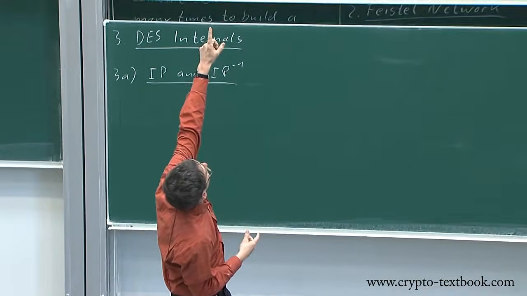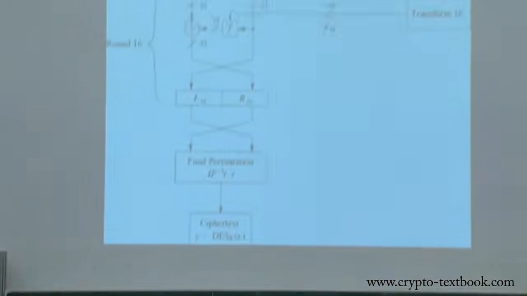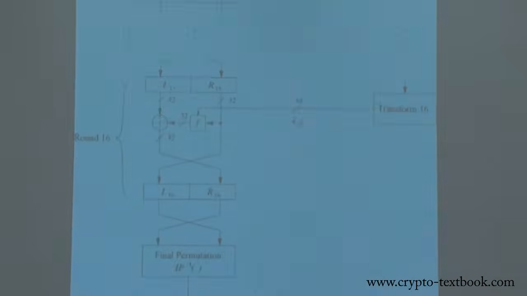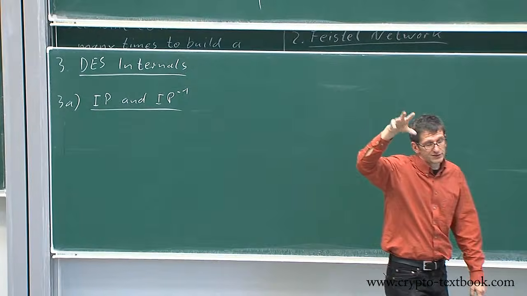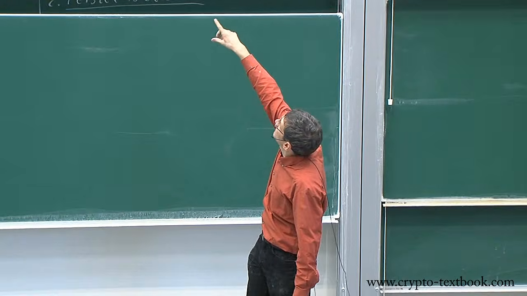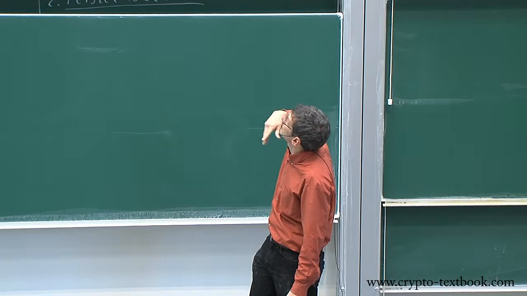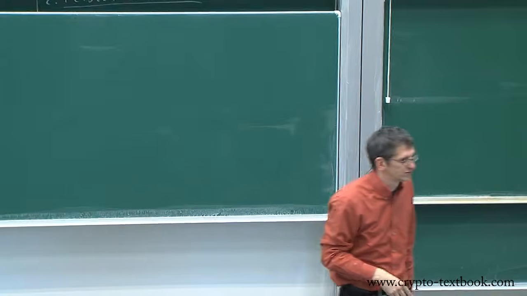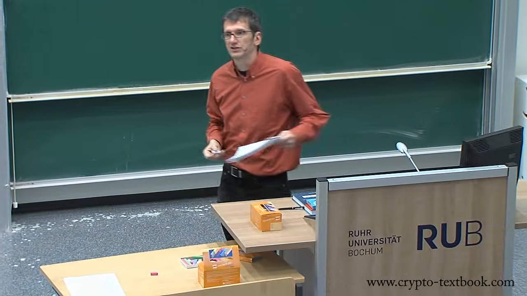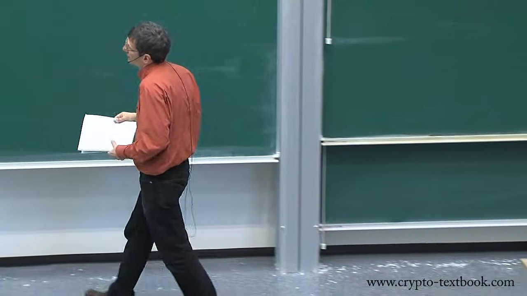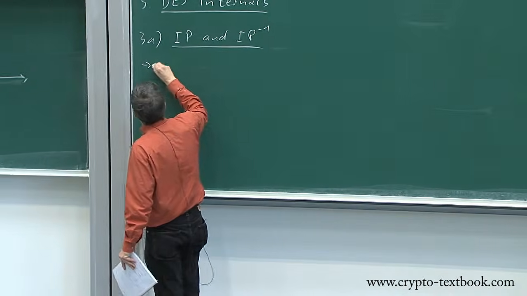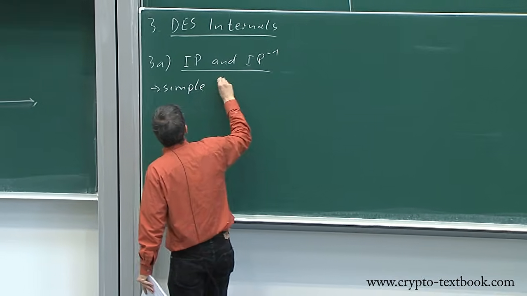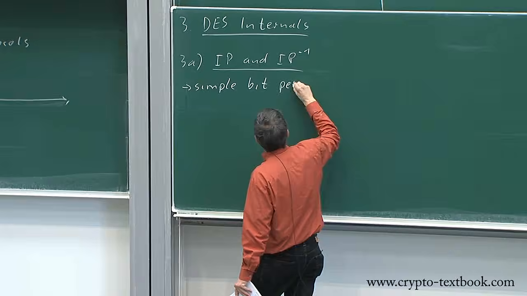The first thing that you encounter is not the round function. What you see first is this initial permutation, very often abbreviated as IP. Then you do your 16 rounds, round 1, 2, 3, 4, up to round 16. And at the bottom, you have the final permutation, which is sometimes abbreviated as IP to the minus 1, which is the inverse. What is this? This is a bit permutation. From a little bit of an electrical engineering viewpoint, you see that this is a simple bit permutation.